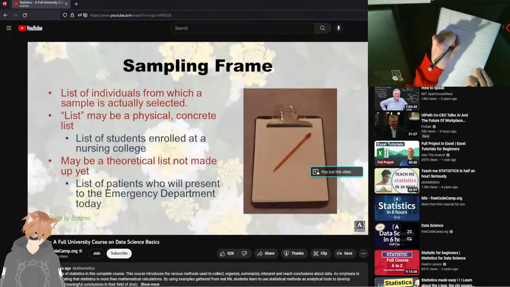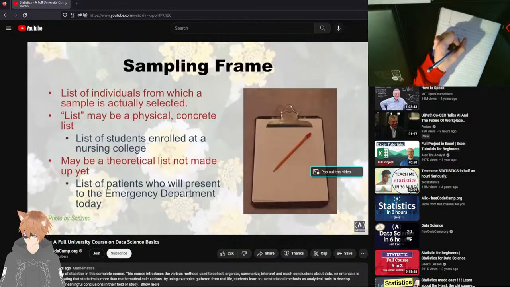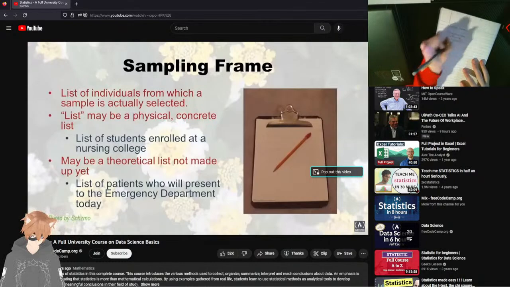So that brings us to the concept of sampling frame. So the sampling frame is the list of individuals from which a sample is actually selected. And the list may be a physical concrete list, like you can have a list of students enrolled at a nursing college. Or in my other lecture, I gave an example of a list of nurses who work at Massachusetts General Hospital.